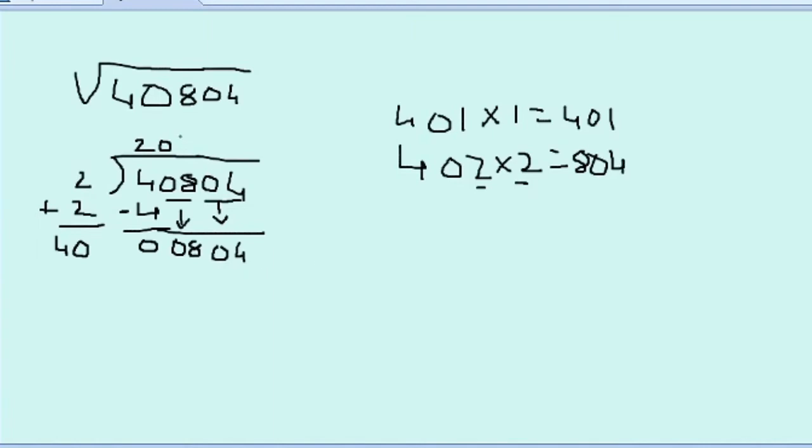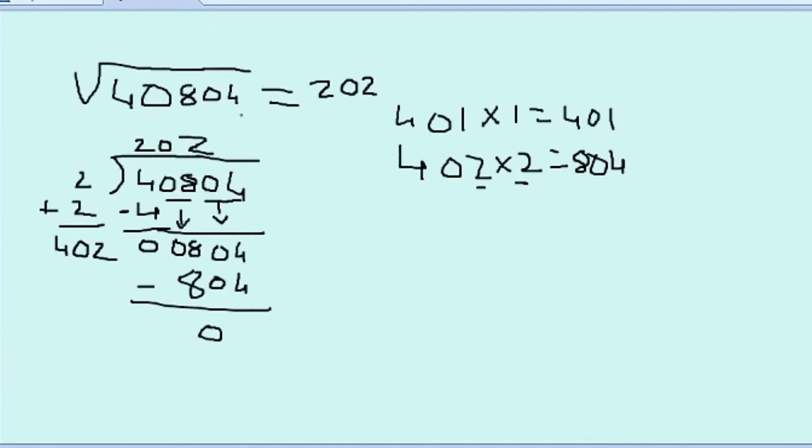So I will write here 2, here also 2. Now 402 into 2 is 804. When we subtract this, the answer is 0. So our answer for this is 202. Okay, you have understood this? This is the division method of finding out the perfect squares, if the square is perfect.